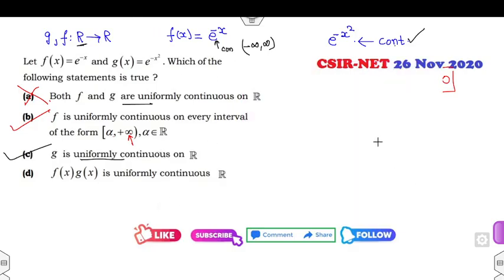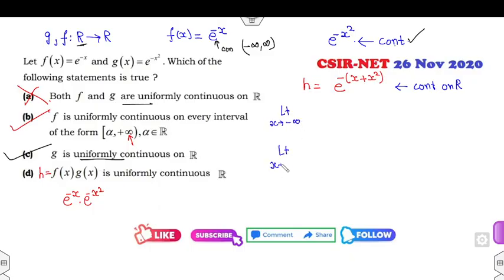Look at the last case, f(x) into g(x). f(x) is e raised to the power minus x, e raised to the power minus x square. If I call this h, then h will be e raised to the power minus x plus x square. Now clearly this function is continuous on R. Again, we will see the limits as x approaches minus infinity and plus infinity. If both are finite, then it's uniform continuous. If they are not finite, then we can't say anything.